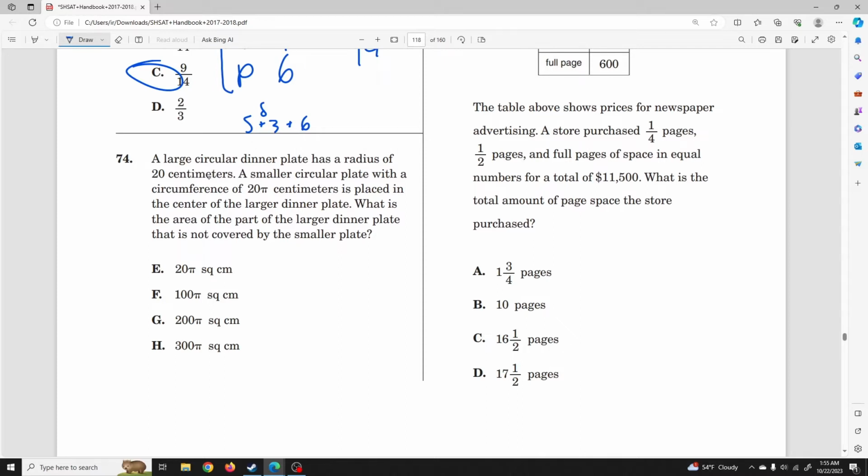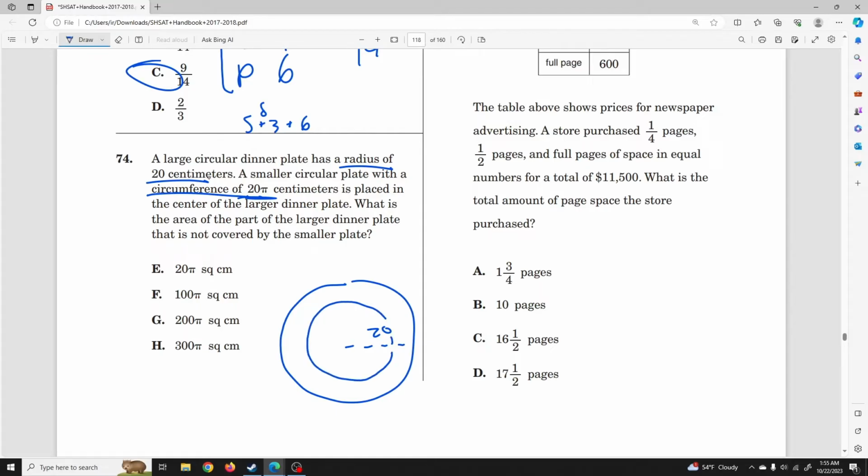It says a large circular dinner plate has a radius of 20 centimeters. I'm just going to go ahead and draw that right here. So a radius of 20 centimeters. A smaller circular plate with a circumference of 20 pi centimeters is placed in the center of the large dinner plate. So here we have a smaller plate that's just placed down here conveniently. What is the area of the part of the large dinner plate that is not covered? So the smaller plate covers the larger plate, and we're just going to find the area that the small plate does not cover, right?